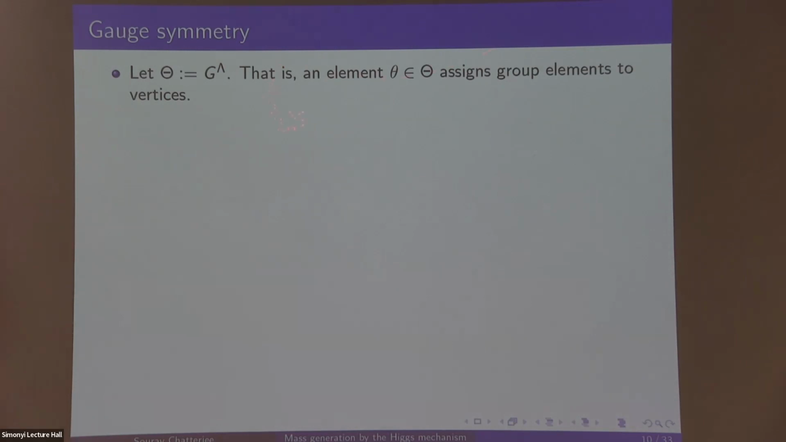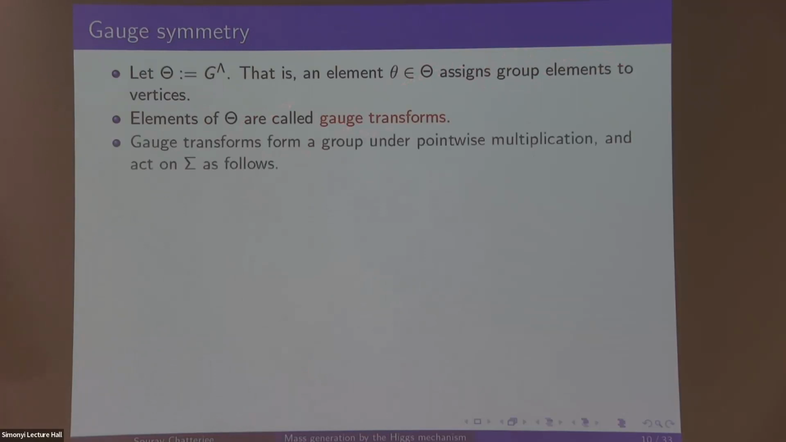Okay, so what is gauge symmetry? The next important thing is what is called gauge symmetry. So let theta be g to the lambda. An element in this theta assigns group elements to vertices instead of edges. And elements of this set are called gauge transforms. Gauge transforms form a group under pointwise multiplication. It's just a power of g, so it's a group, and it acts on our configuration space as follows.